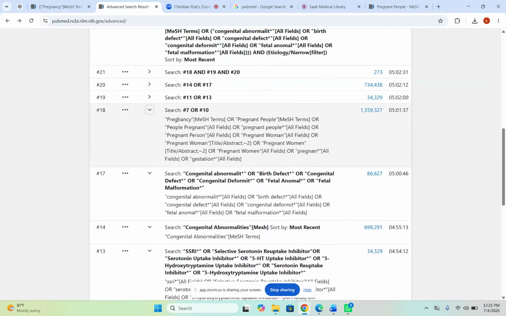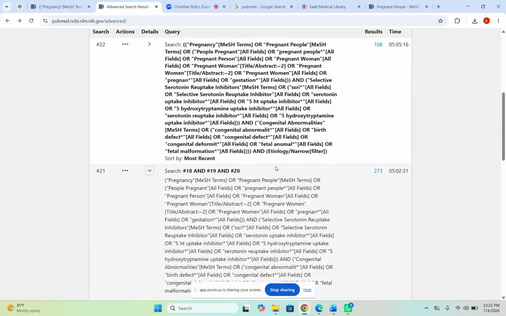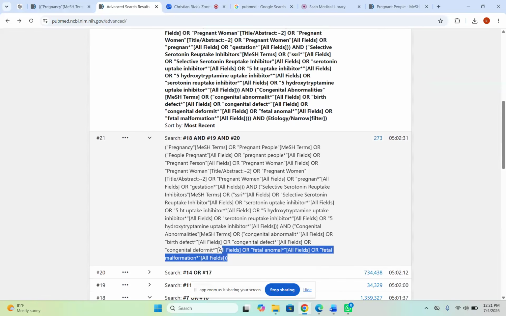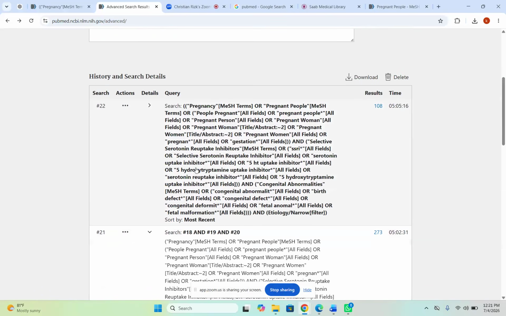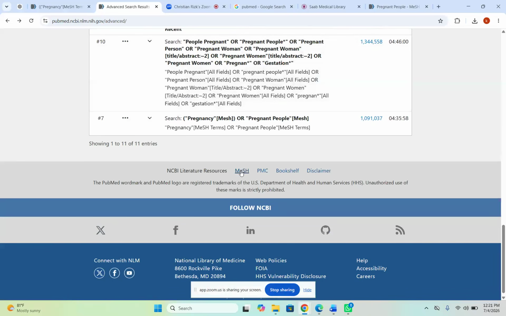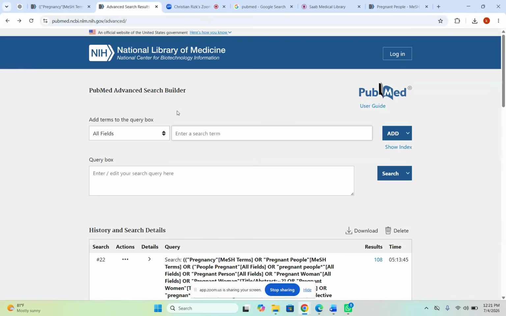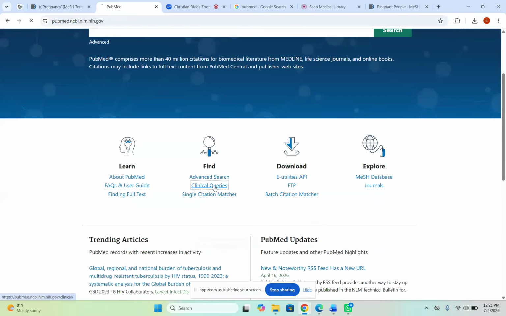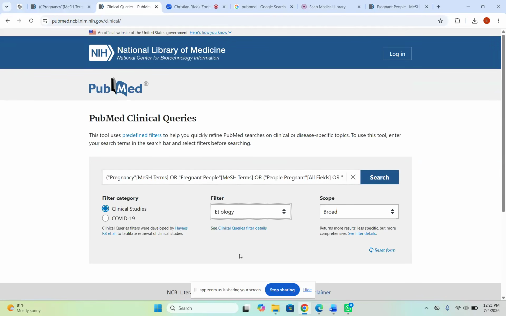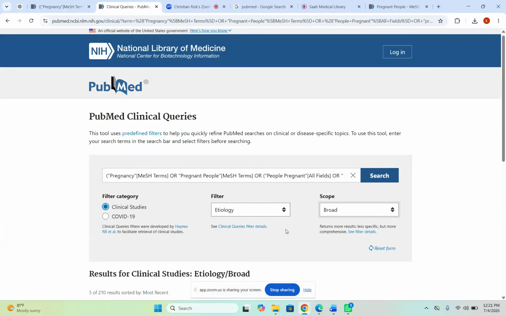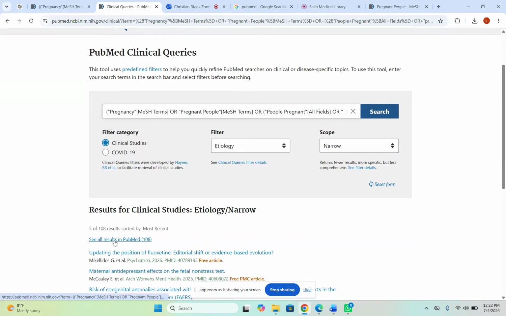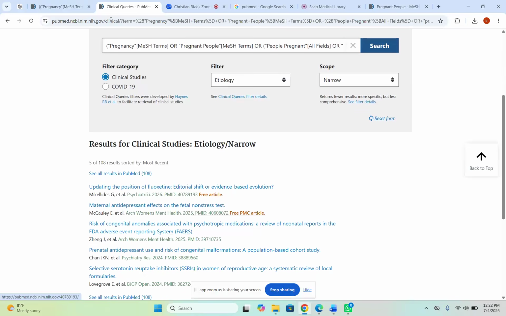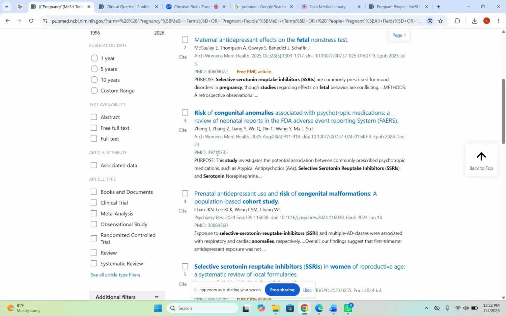Then, since it's an etiology question, a harm question, as we said in the beginning, we tried to narrow down our search by filtering for etiology, and we made it a narrow search, since a broad search would give many more results. This is how we did it in the beginning, and we repeat it right now. Instead of broad, we put narrow, because in the broad we obtained 210 studies, while here we had 108 results. So our search retrieved around 108 articles.